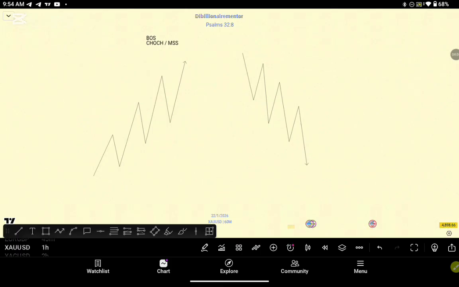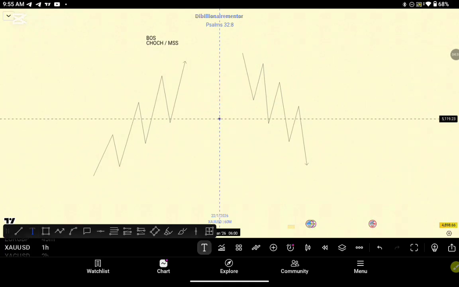So what is break of structure? Break of structure is when your price closes beyond previous structure. Break of structure often confirms trend direction. It tells us the market is continuing in the same direction. If you're having a sequence of higher lows, then it simply means the trend is continuing.